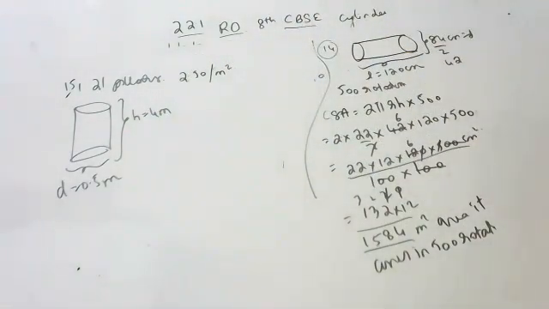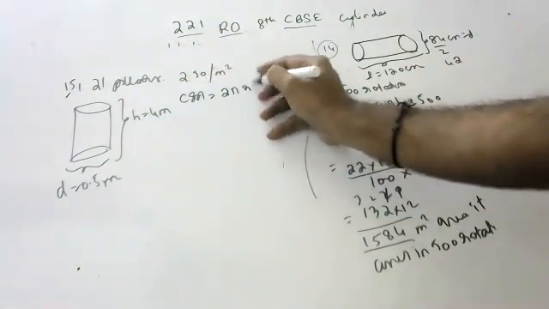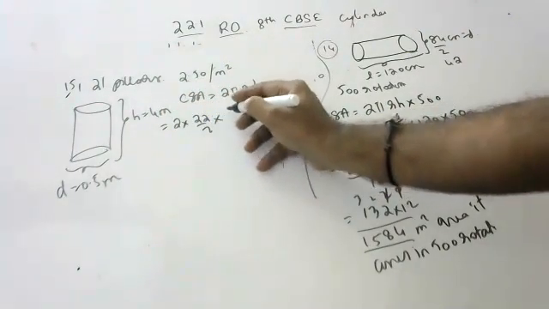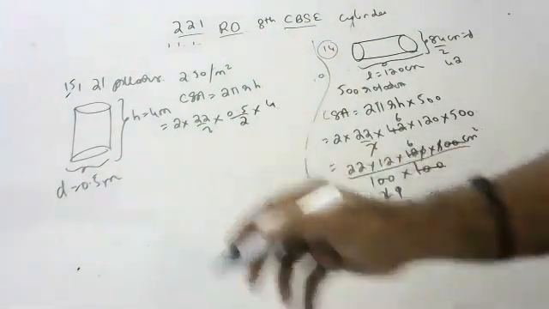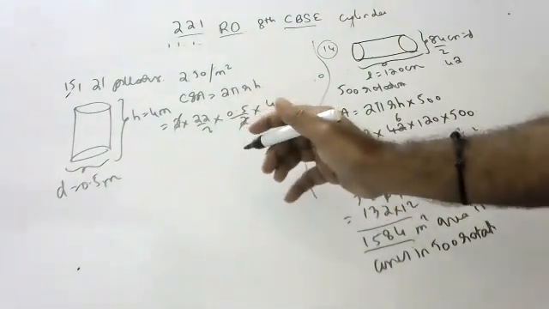We need to find the CSA. CSA is equal to 2 pi r h. CSA is equal to 2 into 22 by 7 into 0.5 by 2 into 4. Okay, the 2s cancel. And what else do you want to do?